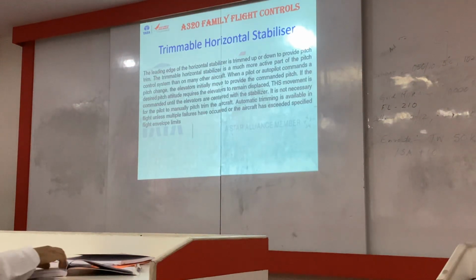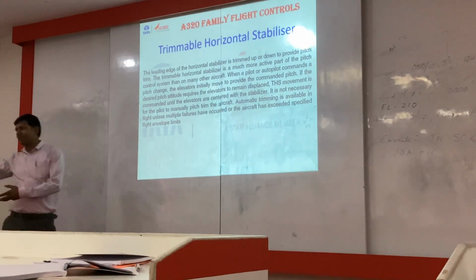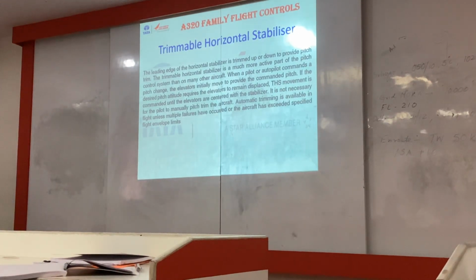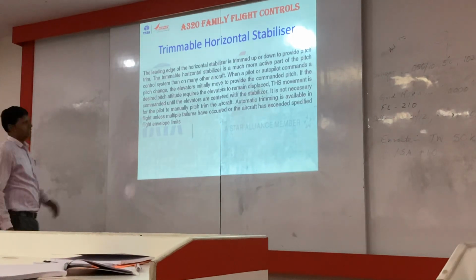THS: the leading edge of the horizontal stabilizer is trimmed up or down to provide pitch trim. The THS is a much more active part of the pitch control system than on many other aircraft. When a pilot or autopilot commands a pitch change, the elevator is moved to provide the commanded pitch. So the elevator will move accordingly for that particular pitch value.